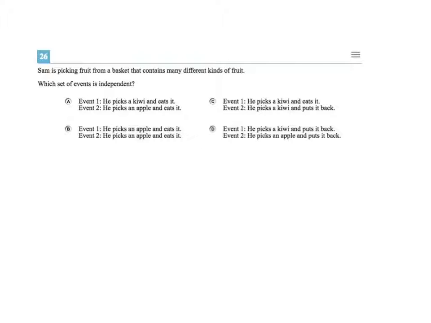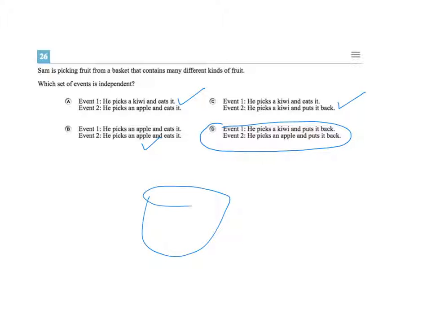Now, the only one that is going to be independent is D. Because if I pick a kiwi and eat it, there are less fruit in the basket, so it's going to be a different number that I'd be dividing for my probability. Same for this, same for this. If I take a kiwi out and don't put it back, there are now less fruit in the basket, so it's a different probability of getting a kiwi, an apple, or everything else. Just like our cards, if we pick a queen, there's less queens and there's less cards. So if I don't put that card back, then they are not independent.